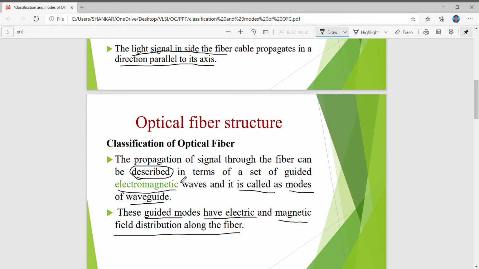The mode represents the way the wave is transmitted inside the fiber, or how the wave is distributed in the waveguide. Not only in the waveguide, the mode is represented in space also. How the wave is distributed in the space is also represented as the mode. So based upon the propagation of a light signal, we can determine the modes of the waveguide. These guided modes have electric and magnetic field distribution along the fiber.